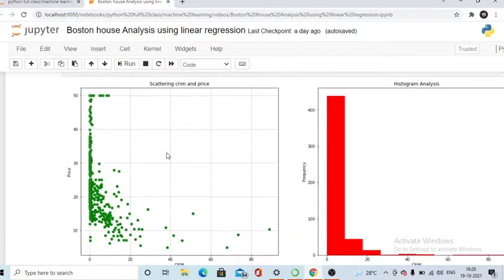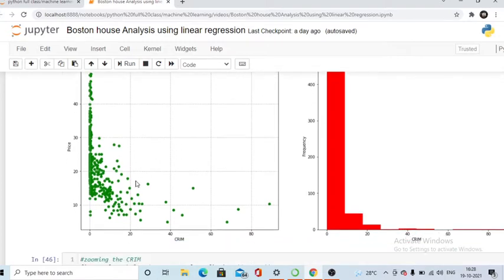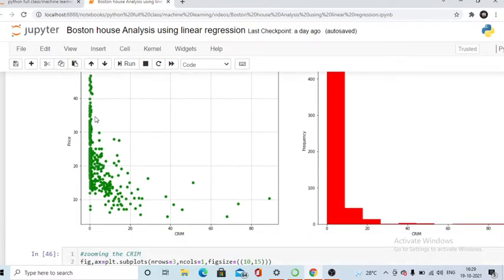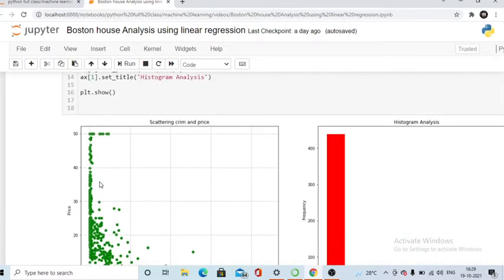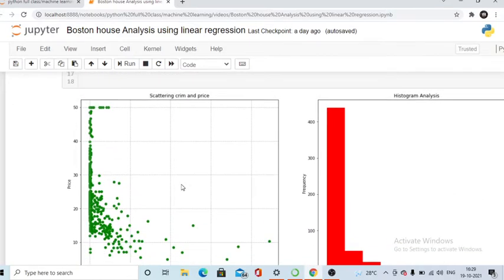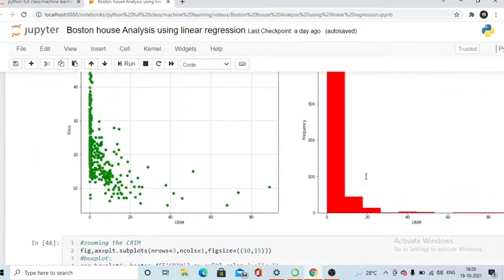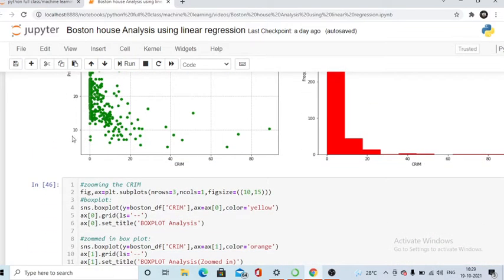In this result, what I am seeing in the analysis is that when the crime is increasing, the price of houses is very low, and when the crime is very low, the price of houses is very high. Okay, so this is what we are getting. You can visualize these two things in two forms, a scatter plot of crime and price, and a histogram analysis. And if you want to zoom in, say 0 to 20, you can do that also.